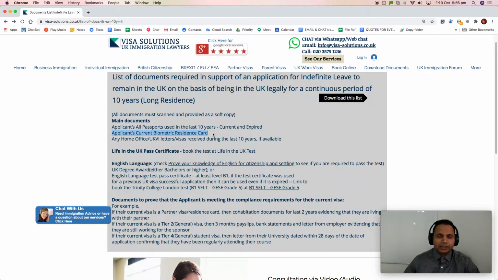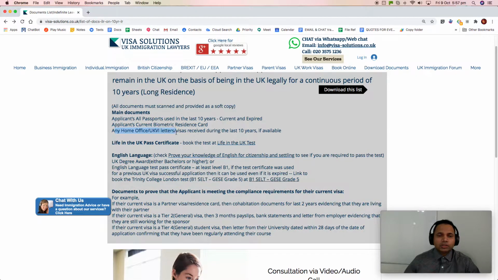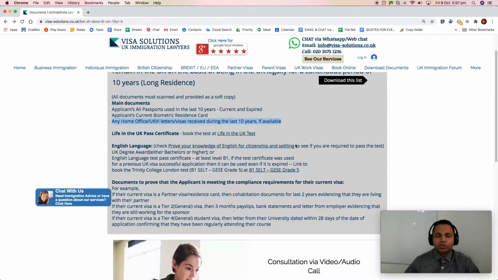Applicant's current biometric residence card. Whatever your current visa is, you need to give a copy of that card. It's not a requirement, but if you have any Home Office visa approvals or BRP copies from the last 10 years, you can give copies of them, not originals. It helps them.